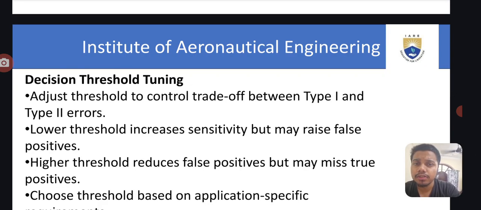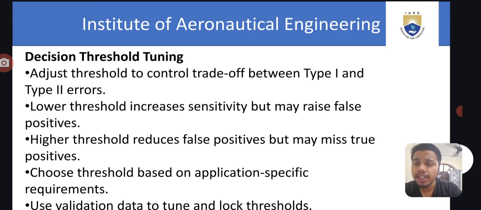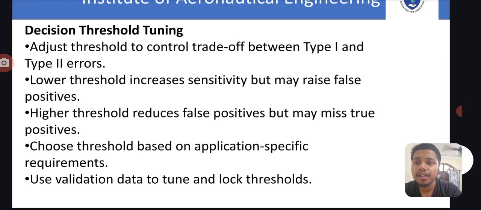Decision threshold tuning. Adjust the threshold to control the trade-off between type 1 and type 2 errors. A lower threshold increases sensitivity but may raise false positives. A higher threshold reduces false positives but may miss true positives. Choose the threshold based on application-specific requirements. Use validation data to tune and lock thresholds.